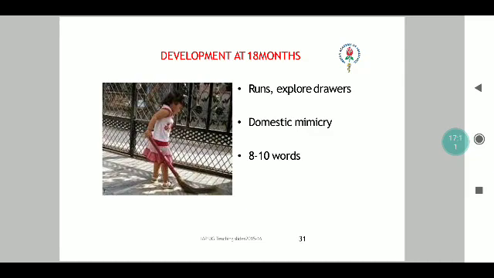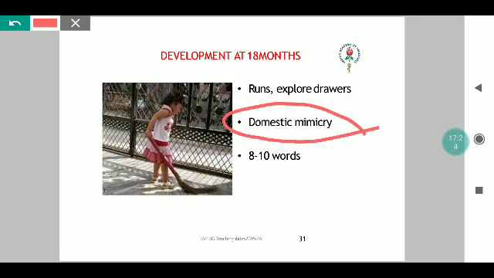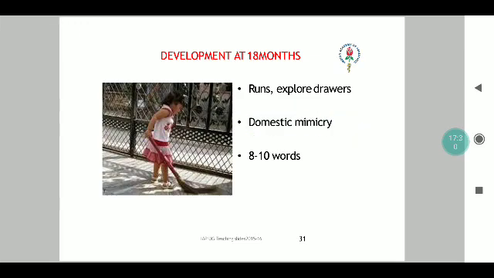By 18th month, the child is able to run around, explore drawers, and even explore the plug sockets which are within the house. And domestic mimicry is commonly seen by 18th month. Now, as you can see in this image, the child is having a broom and is attempting to imitate the household task of sweeping, which the child probably saw his or her mother doing.